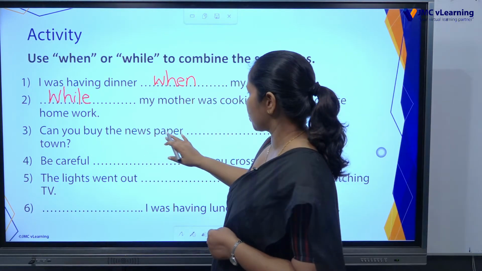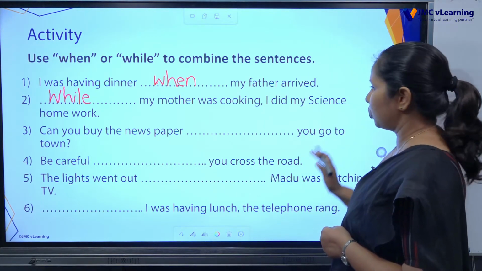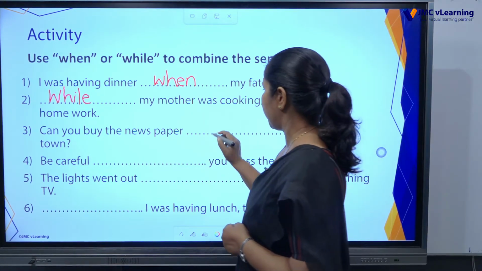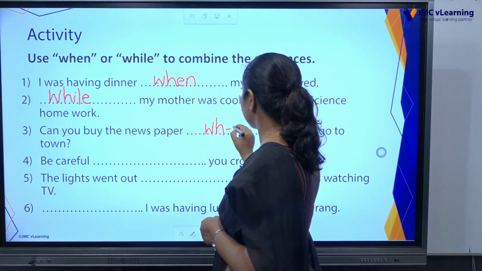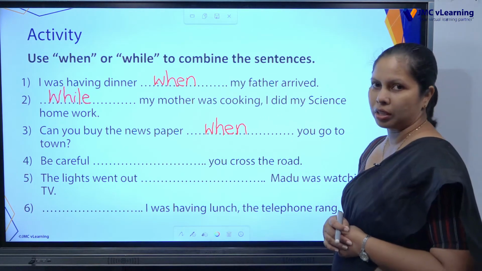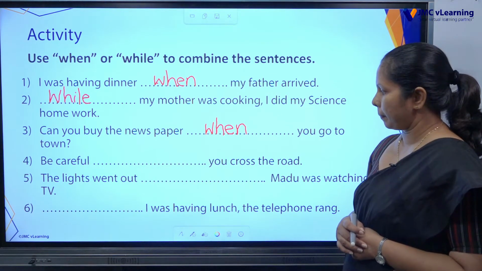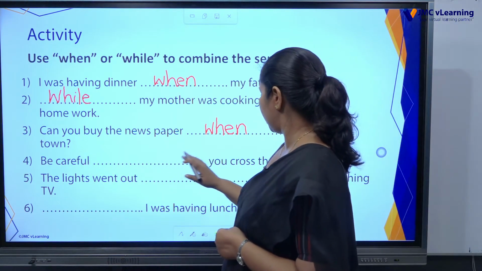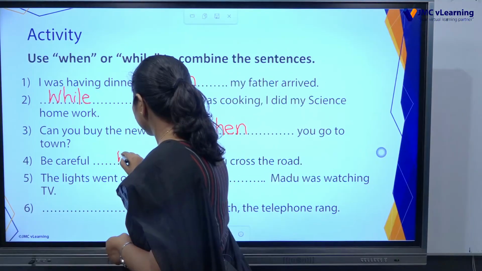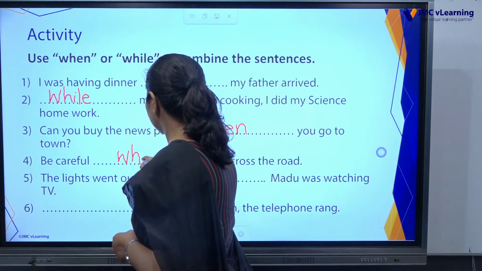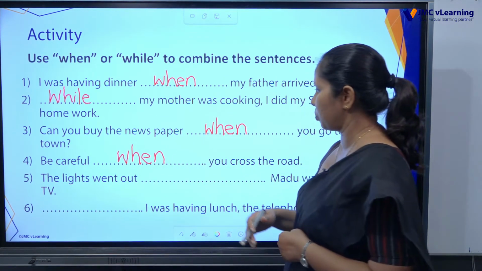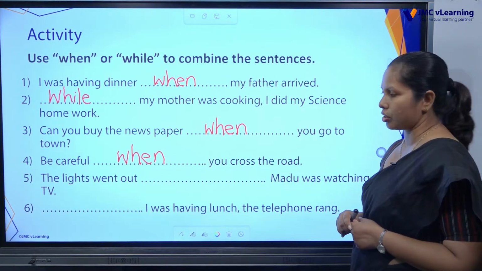Can you buy the newspaper? You go to town. So, can you buy the newspaper? When? When you go to town. Be careful, you cross the road. Be careful, again here, when you cross the road. So, you have to be careful when you are crossing the road.